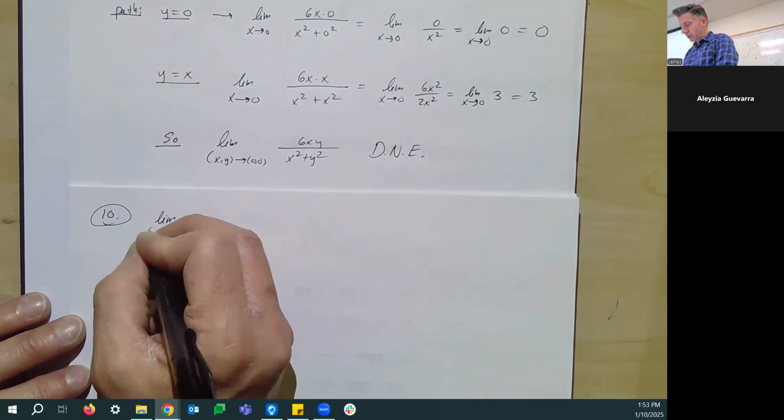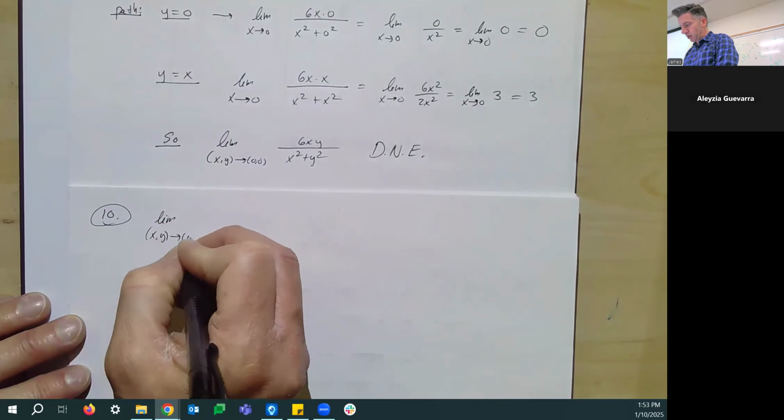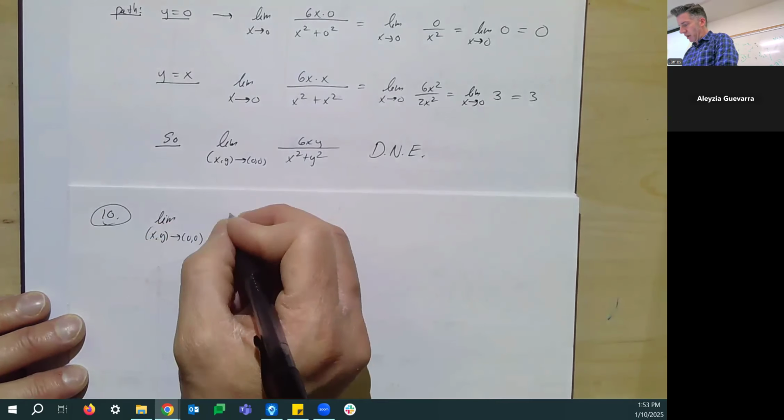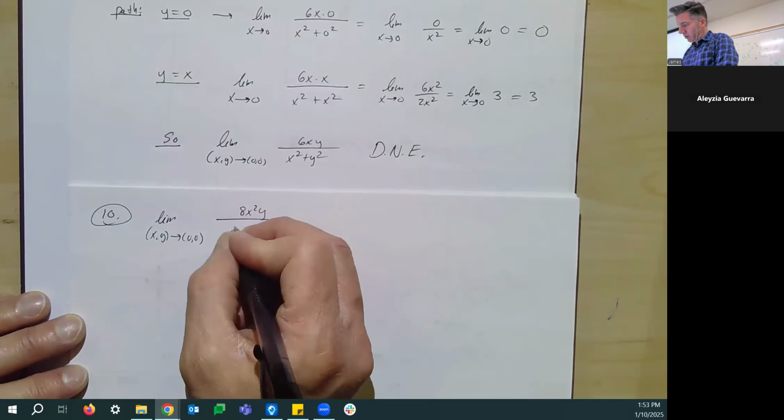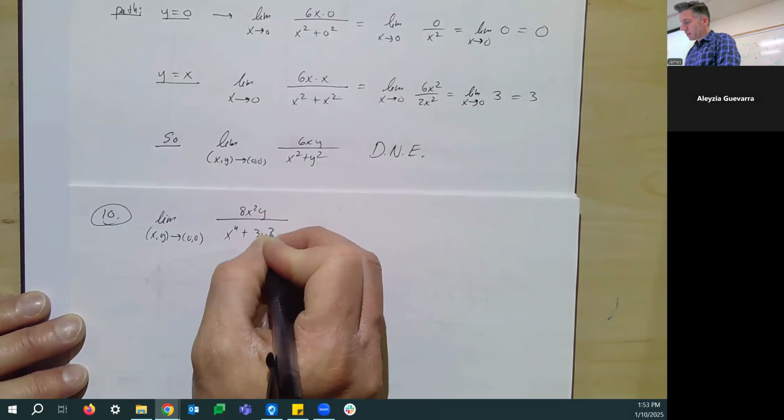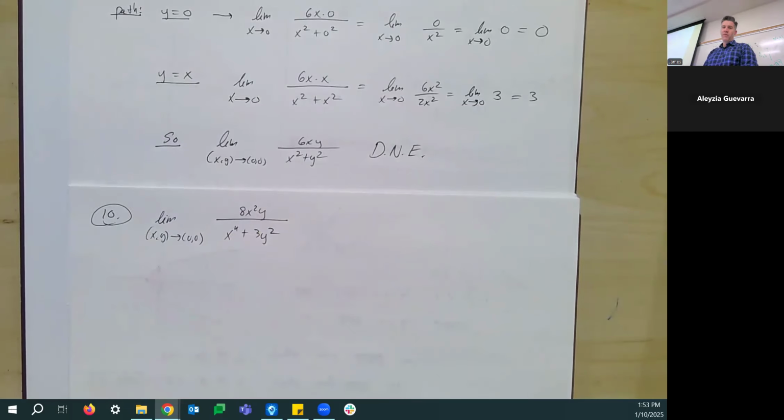The limit as x comma y approaches 0 comma 0 of 8x squared y over x to the fourth plus 3y squared. All right, I want all of you to try either x equal to 0 or y equal to 0 on your own, real quick.